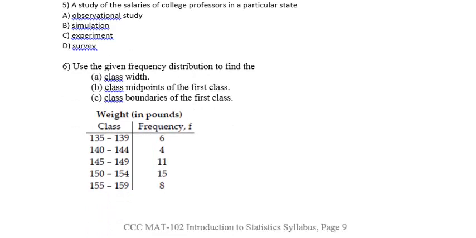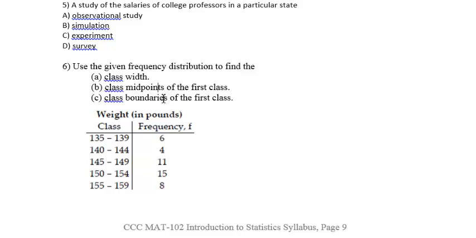Number 6, also a very easy question. Use the frequency distribution, this thing over here, to find the class width, the class midpoint of the first class, which is this one, and the class boundaries of the first class. Class width simply means how broad each class is. Well, you can see over here that each class width seems to be 5 pounds. 135 to 139 is 5, 140 to 144 is 5, 145 to 149 is 5, etc. In other words, each class has a width of 5 pounds from one end of the class to the other end of the class. So that would be 5.